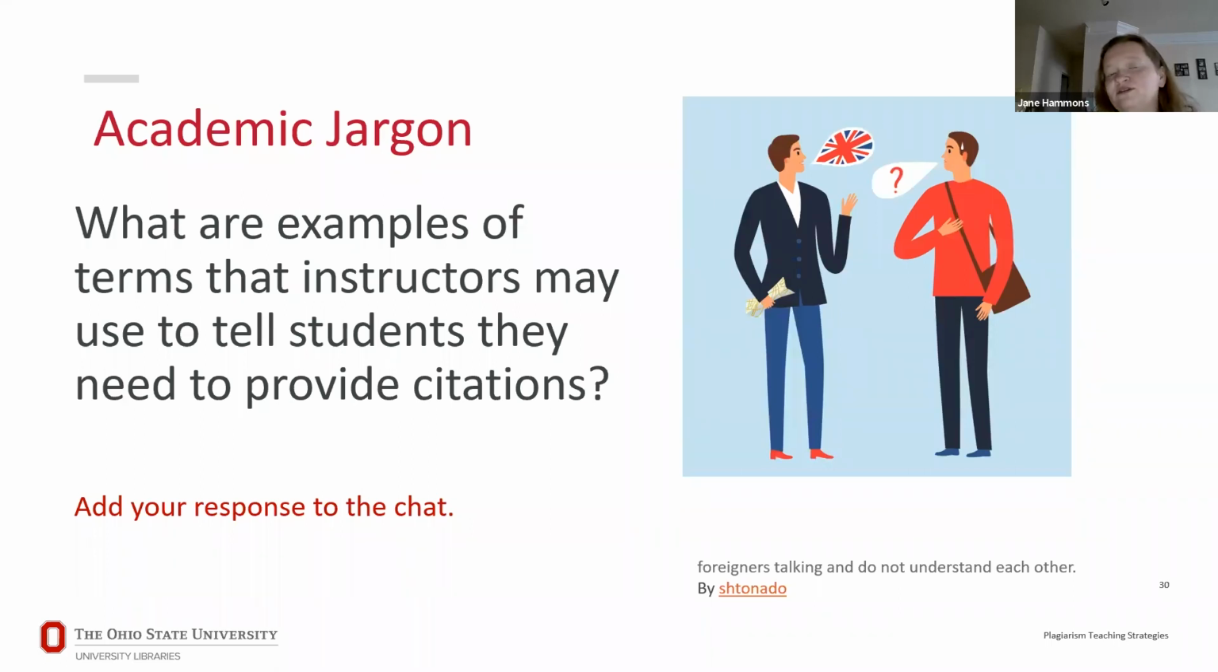So that was one of those terms that, based on the experience that the instructor had in higher education, it was completely natural to assume that evidence meant citations. But I just want to see if there are other thoughts or ideas that you all might have about terms that might be used that may not be clear to students.